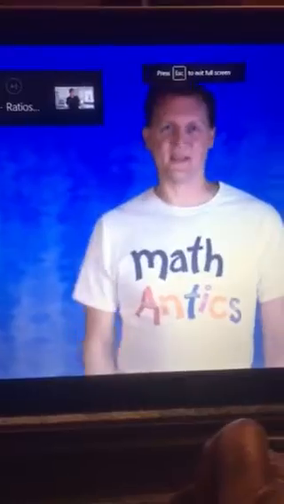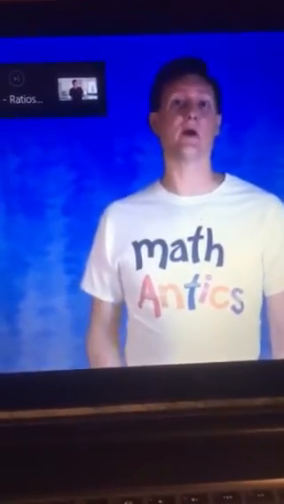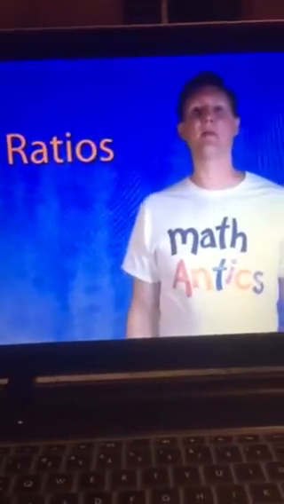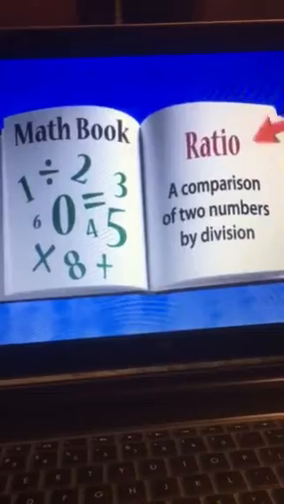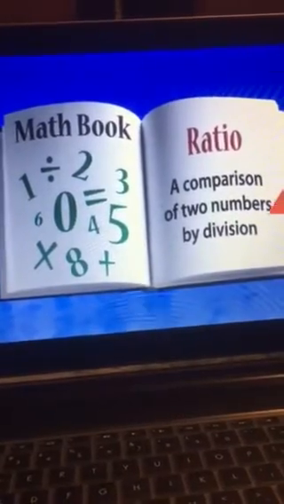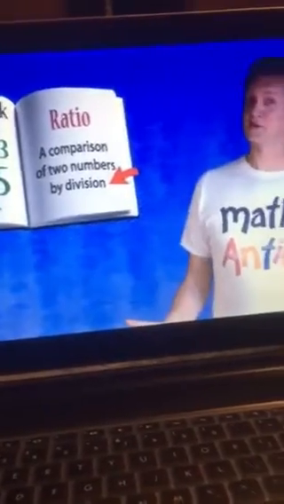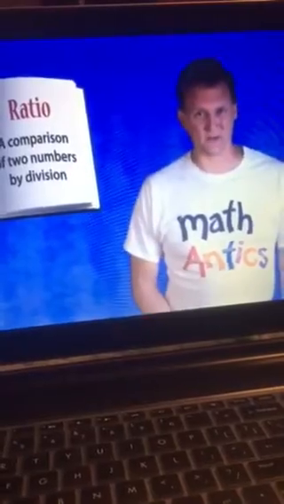Hi, welcome to Math Antics. In this lesson, we're going to learn about ratios. Well, what in the world's a ratio? Well, let's look it up in a math book to find out. It says here that a ratio is a comparison of two numbers by division. Well, that's true, but it's also a little confusing.